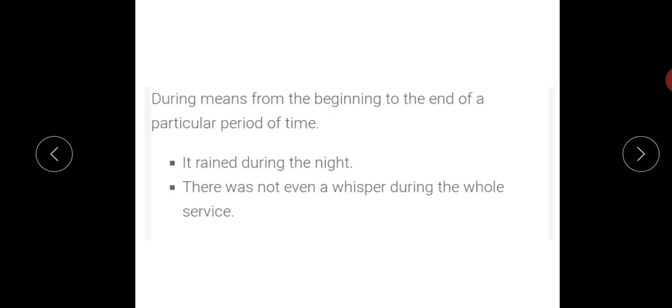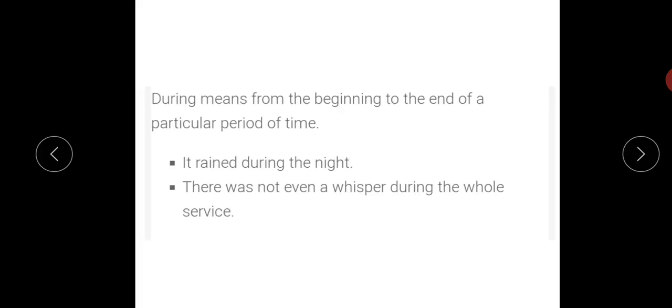The next one is during and in. Both during and in are used to describe actions that happen in a particular period of time. You understand? But though both are used to describe actions that happen in or inside a particular period of time, during means from the beginning to the end of a particular period of time. Or it can be used to differentiate a range of time.